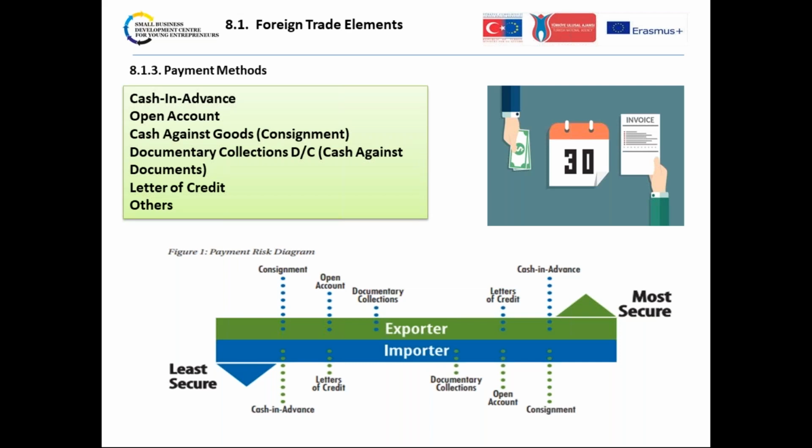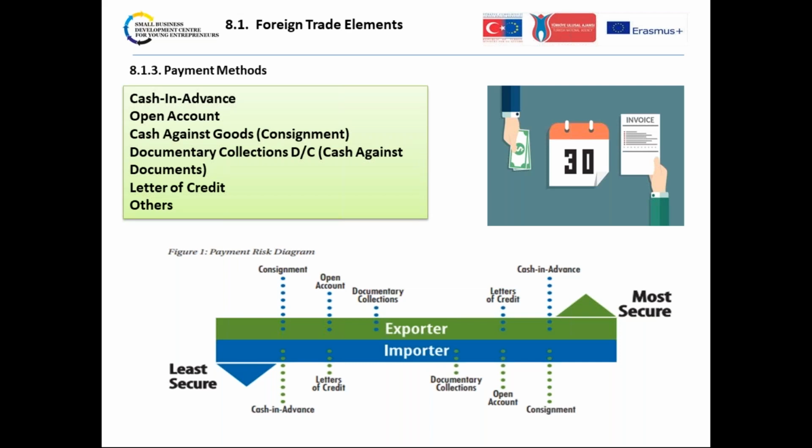But let's check for the importer. They say cash in advance is the least secure payment. So as an exporter, please try to choose the best payment option for yourself. Of course, importers are going to push you to their side. But as an exporter, you need to choose the best way for your payment terms. So cash in advance is the best way for an exporter.